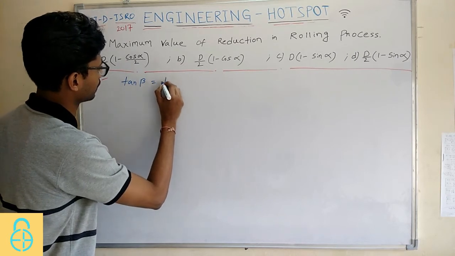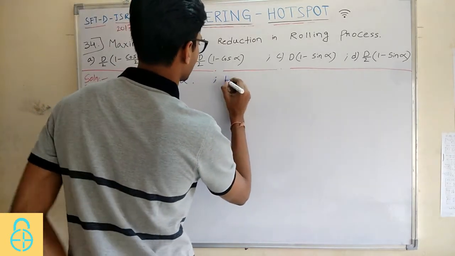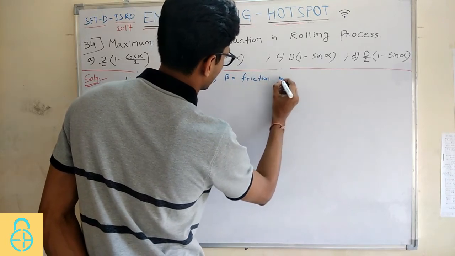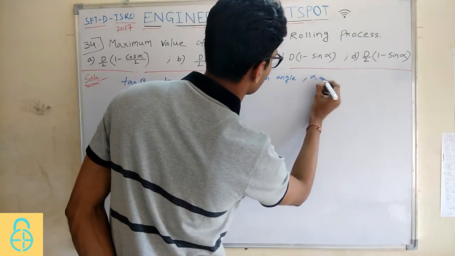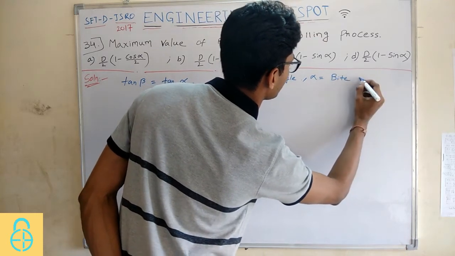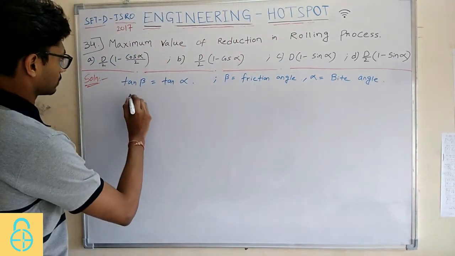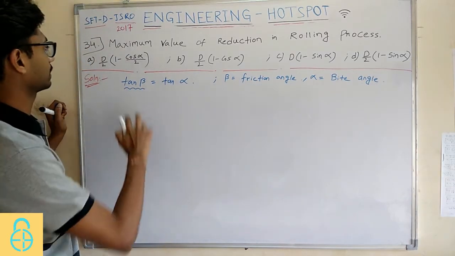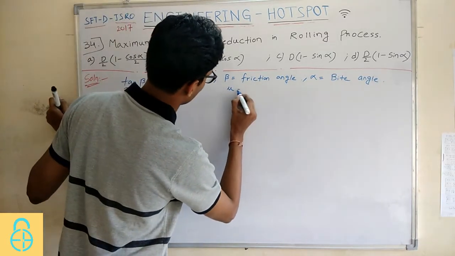beta is equal to tan of alpha. This beta is called the friction angle, and alpha is called the bite angle, or angle of bite. We know if beta is the friction angle, then tan beta is called mu, where mu is the coefficient of friction.